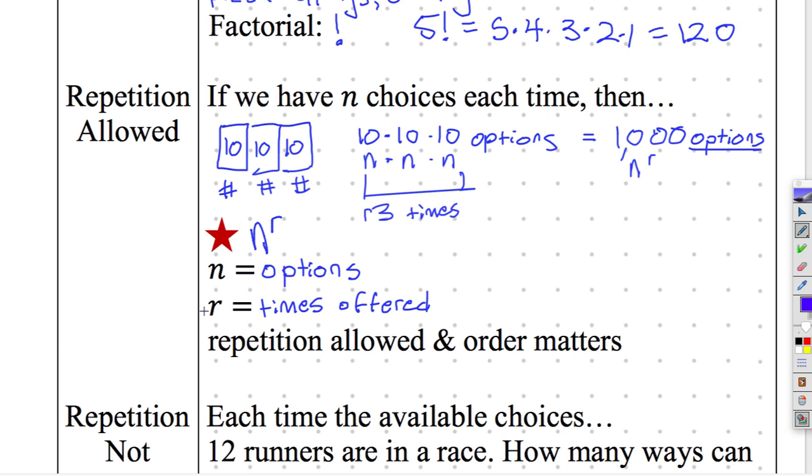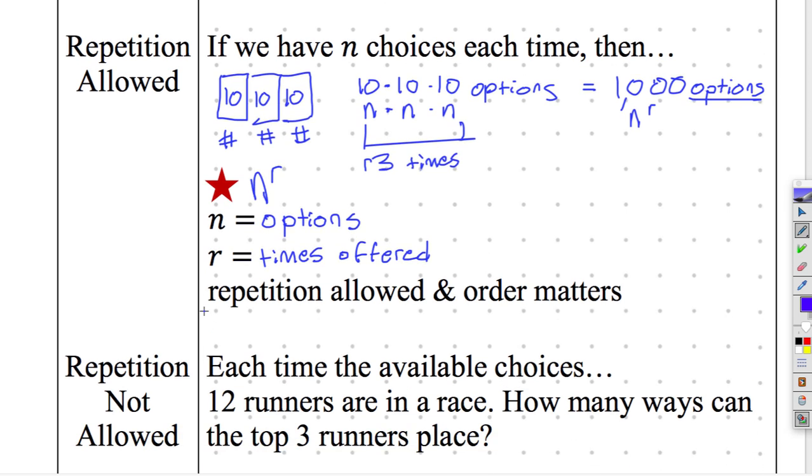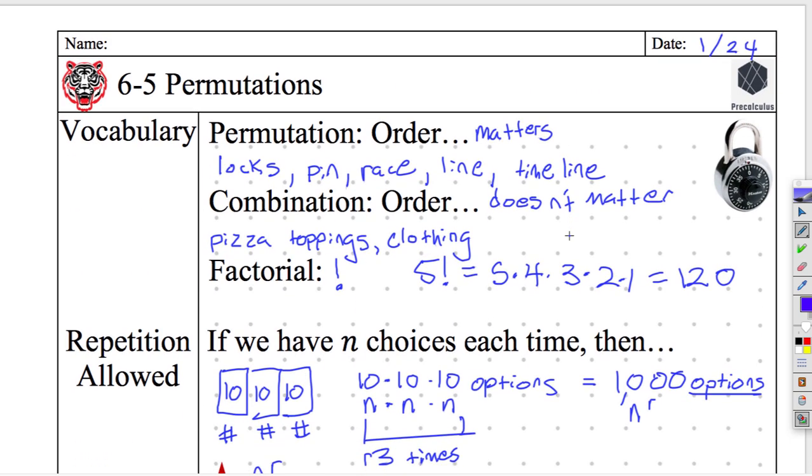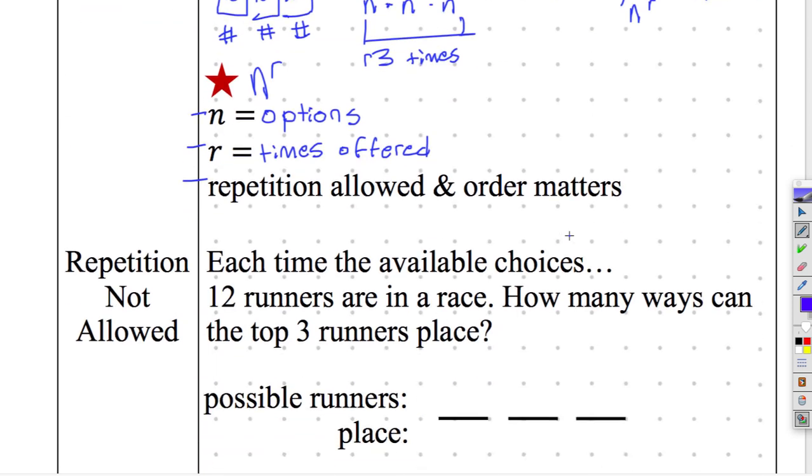This is not going to be used for the homework, but it is for the really, really easy questions, just n to the power of r, because they are exponential. So those are the 3 key facts for this formula: n is options, r is times offered, repetition is allowed, and order matters. Why does order matter? Because it's permutation, not combination.